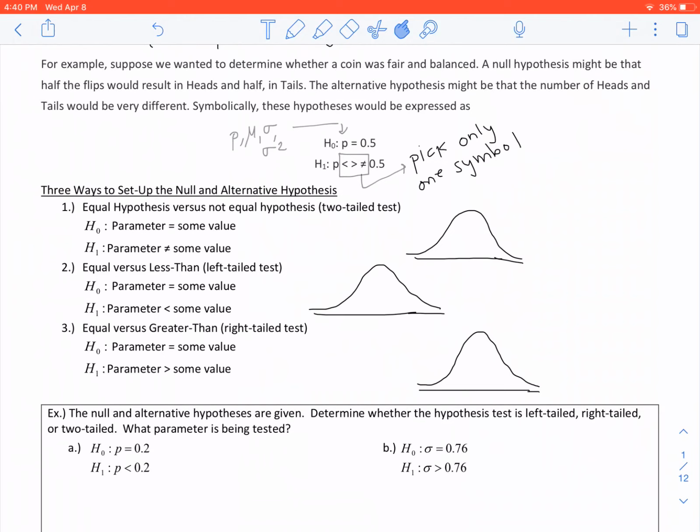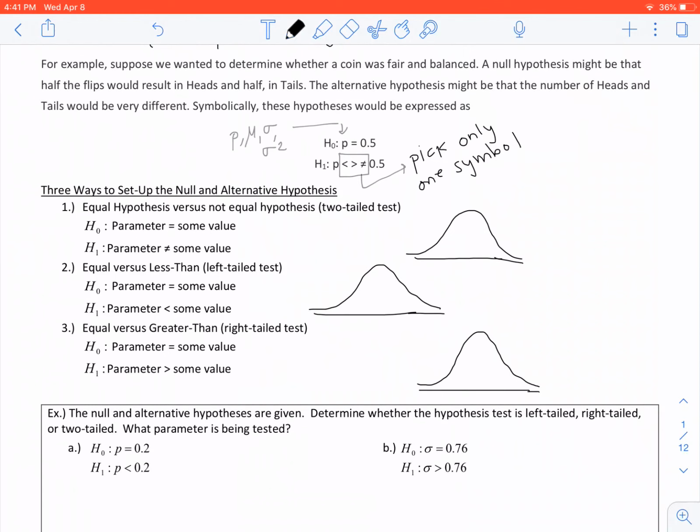It doesn't have to be a P, it could be mu, it could be sigma, or it could be sigma squared. So it can be for a proportion, a mean, standard deviation, or variance. Your null hypothesis always has an equal sign. Your alternative hypothesis has either less than, greater than, or not equal to. You only pick one of those symbols. And then if you notice there's a number after that, and that number depends on the problem that we're dealing with. This one's 0.5 because half tails and half heads. And those numbers should match for both the null and the alternative hypotheses.